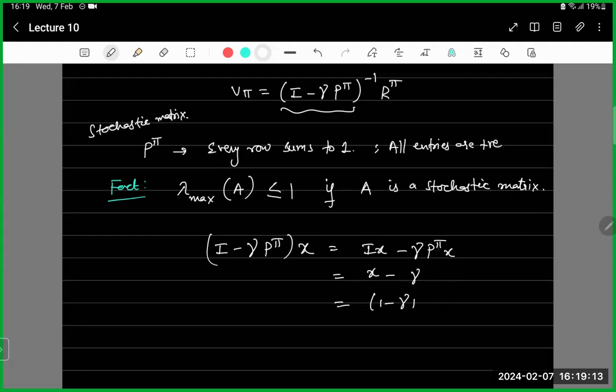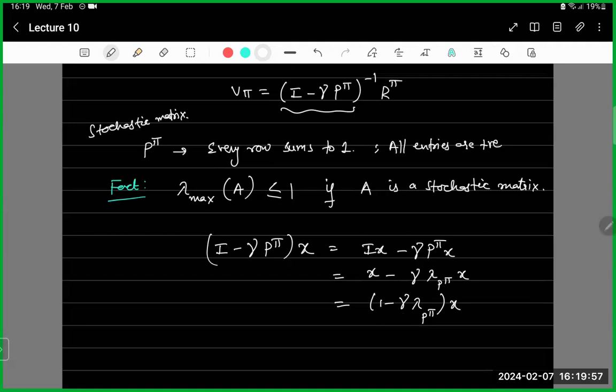So P pi is a stochastic matrix, right? So for any eigenvalue, first we have to show something. So this is one eigenvalue. Let this be some arbitrary eigenvalue of P pi.